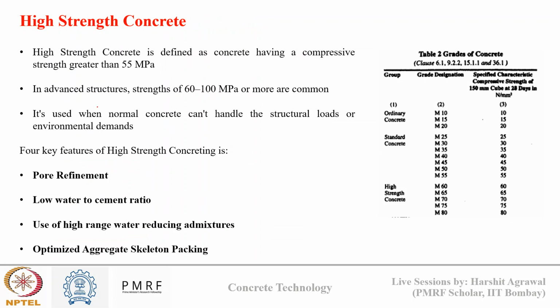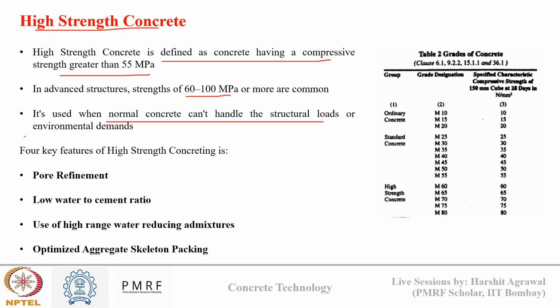Okay, so now let's start with a quick overview of some of these special purpose concretes, and we'll start with high strength concrete. High strength concrete is defined as a concrete having compressive strength greater than 55 MPa, and such concrete is commonly used in advanced structural applications where strain demand is more than 60 to 100 MPa. Some examples where this type of concrete can be used are high rise buildings or bridges which are under extreme exposure conditions.